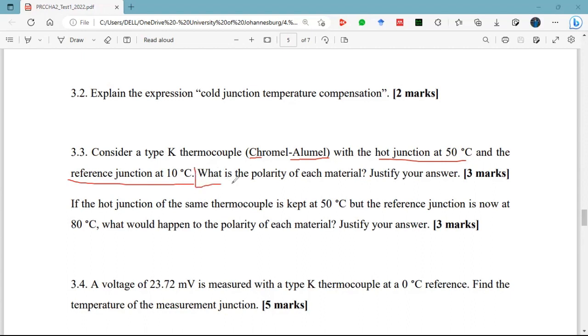You also need to understand what polarity is. It was assumed that you know what polarity is from your chemistry. Polarity is about the charge of your material. When you ask what is the polarity of each material, you want to tell us the charge of chromel in this case and the charge of alumel in this case. You'll tell us if chromel is positive or negative, or if alumel is the one that is negative or positive. And then you also need to justify.